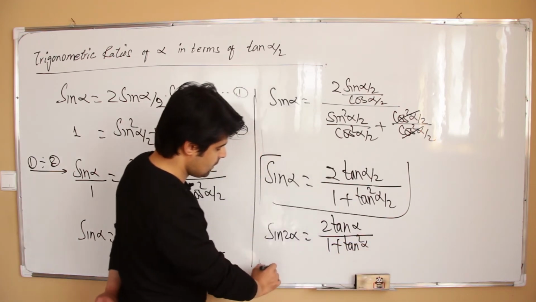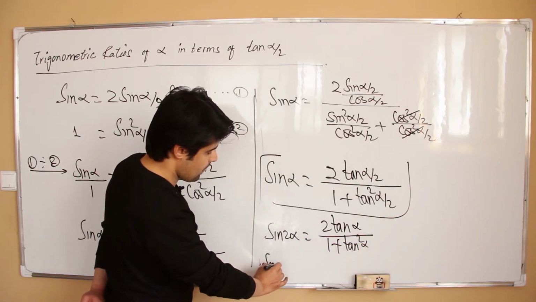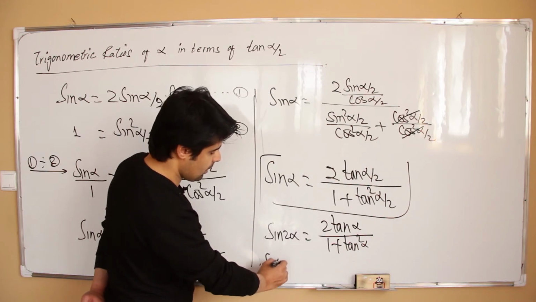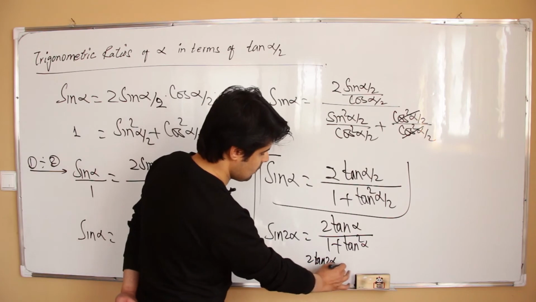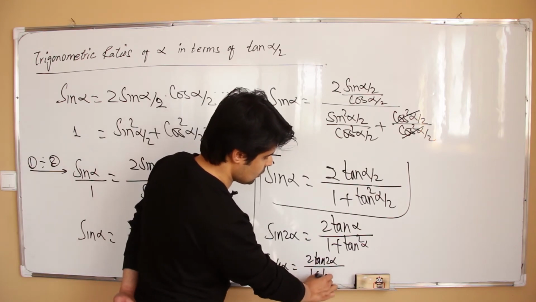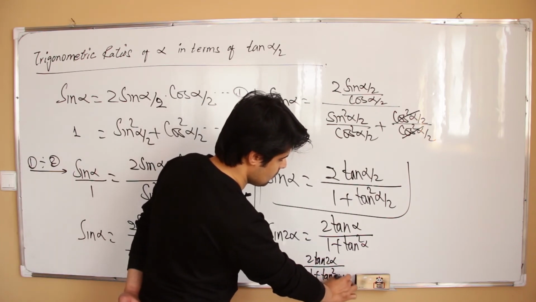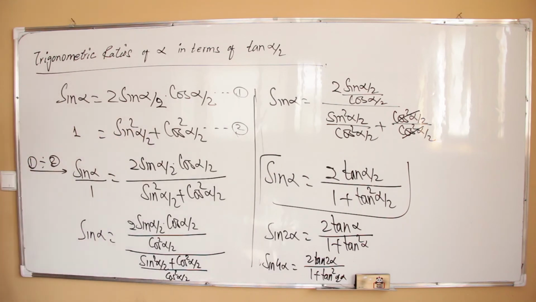Am I right? If this one is sine of 4 alpha, what's its half? 2 tangent of 2 alpha, 1 plus tangent square of 2 alpha. I think you have got it. Write it please.